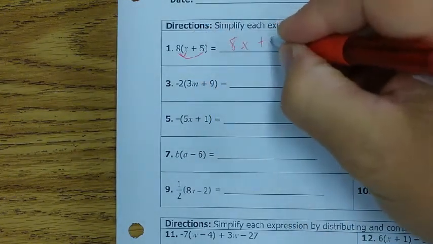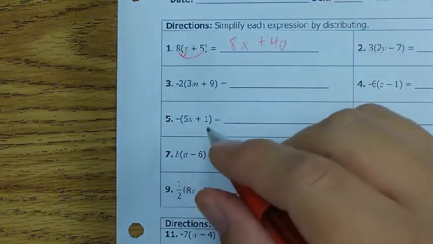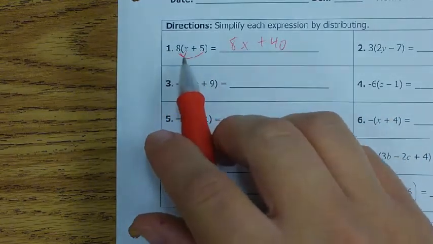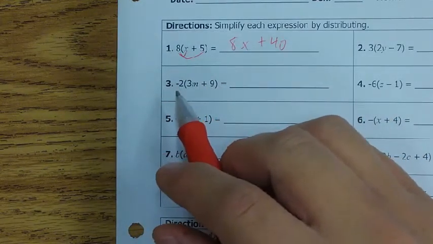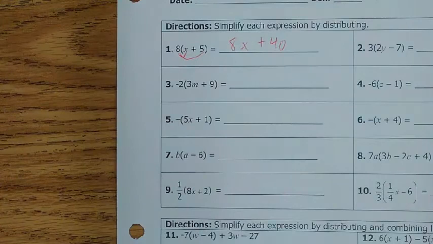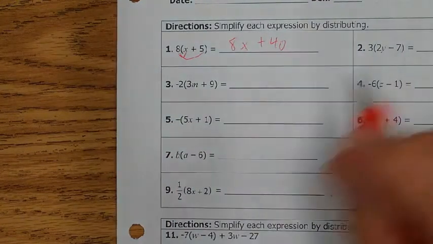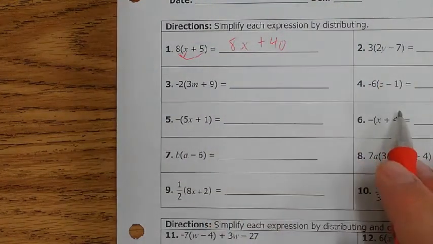Why are you going to 8 times x? Because you've got to do 8 times x. It's the distributive property, just like what we just talked about in the notes. Oh, 8 times x would be... Okay, so 2, 3, 4, you do that same way.